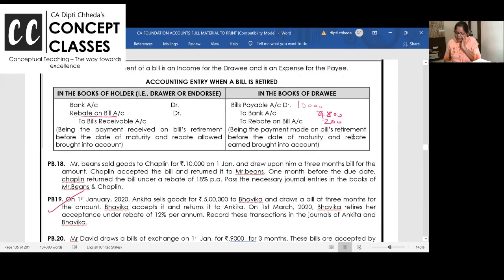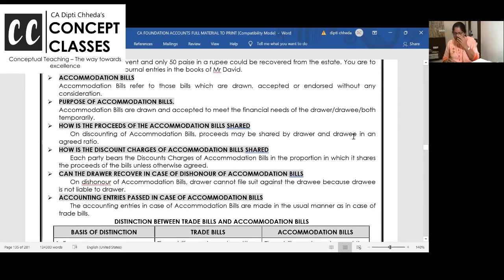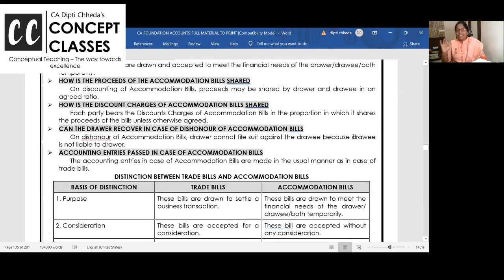So do you want to practice one more problem for rebate or is it all clear to all of you? Clear? Accommodation is a nice concept and CMA students do not have accommodation. But in the CA exam, accommodation problems come. So we will do it in the next class tomorrow.